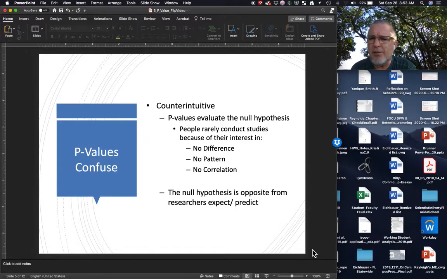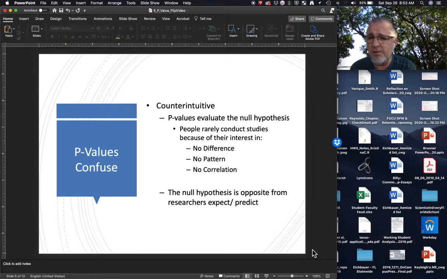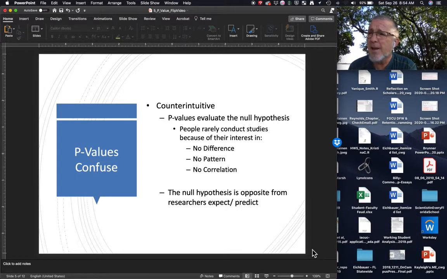Now, p-values are confusing as hell. Again, they describe a very simple property: the probability that when you reject a null hypothesis, you are making a mistake. But that's weird. And it really is weird if you think about it, because what it means is that we're using statistics to evaluate something we don't care about. And that is no pattern.